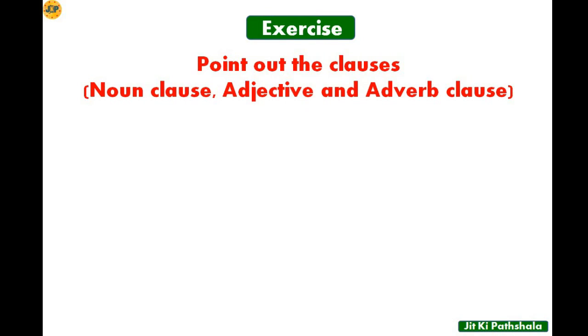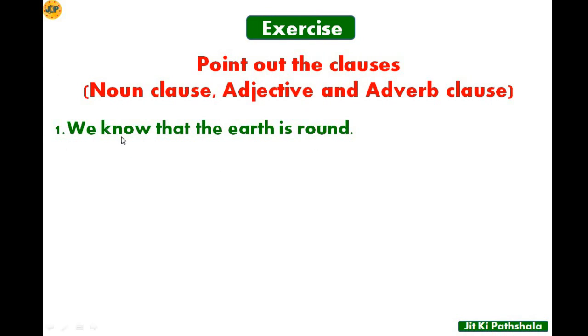Now let's try to recognize what kind of clause I have given here. So the first question is, we know that the earth is round. What kind of clause is it? Just think about it. You can even pause the video and write your answer based on what you have understood from the clauses, and then you can check your answer with the one I will give you. We know that the earth is round. Here we are talking about something, that the earth is round. So in that place, this is a noun clause.